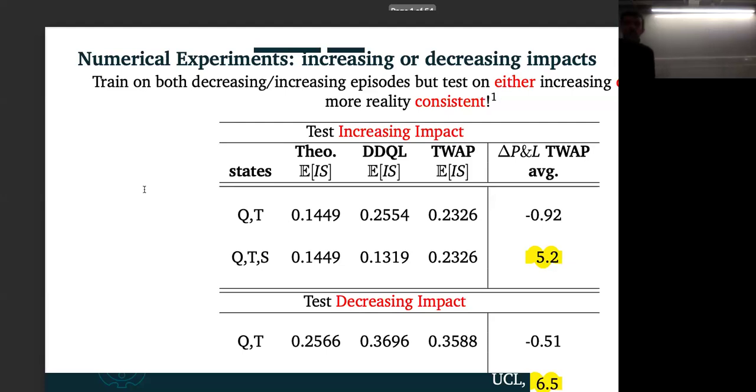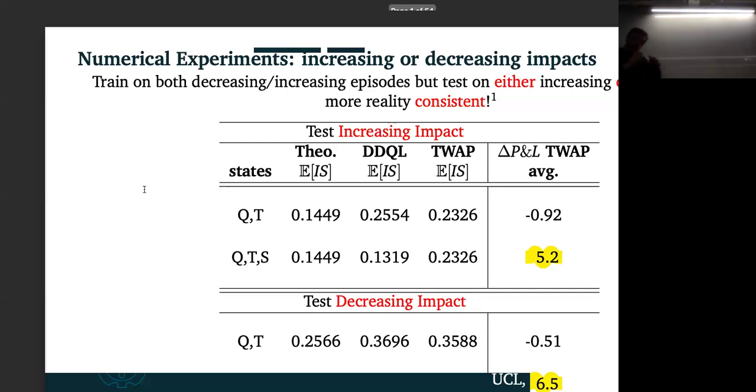And what is your benchmark? Well, if you know there is a 50% chance that the impact is going to increase or decrease, your benchmark will be, of course, to trade at constant speed, as if the market impact were constant. And what we found is indeed that if you use Q and T as state variables, then the method is not going to outperform the benchmark. But if you use Q, P, and S, so if you use also the price as a state variable for your reinforcement learning method, then you get a significant outperformance with respect to the benchmark. So what does it mean?